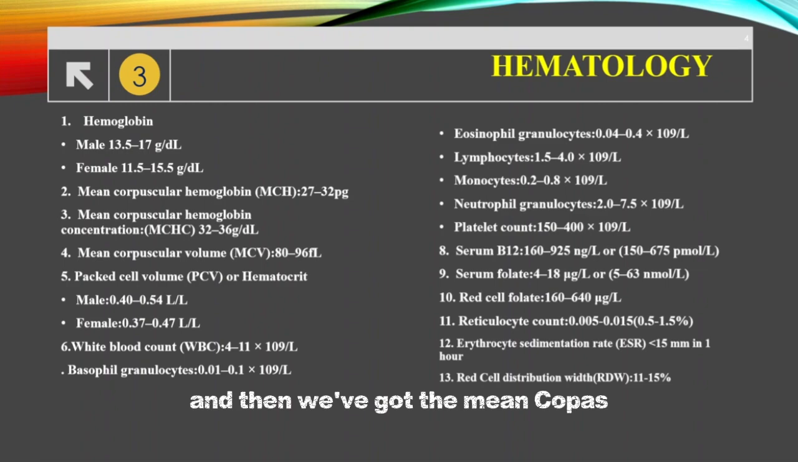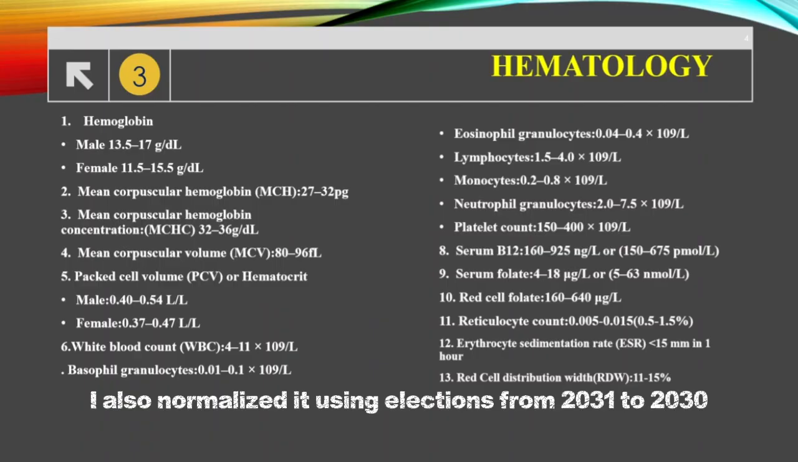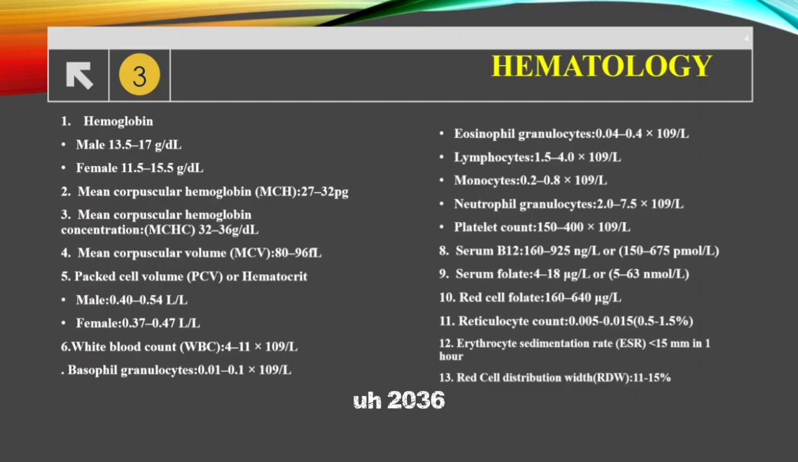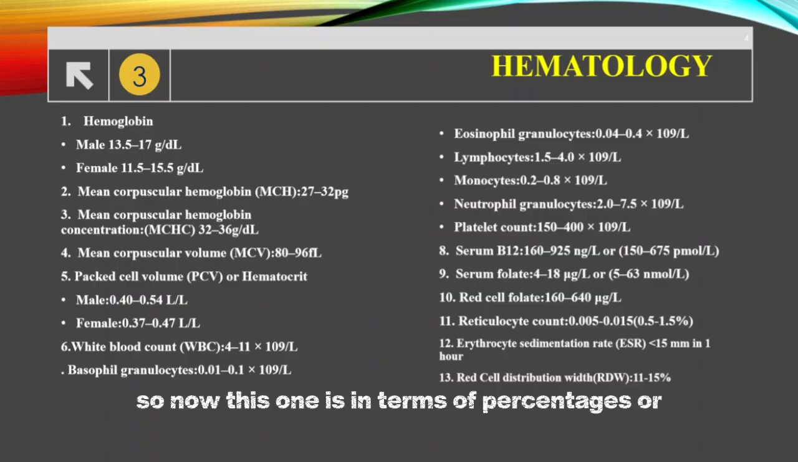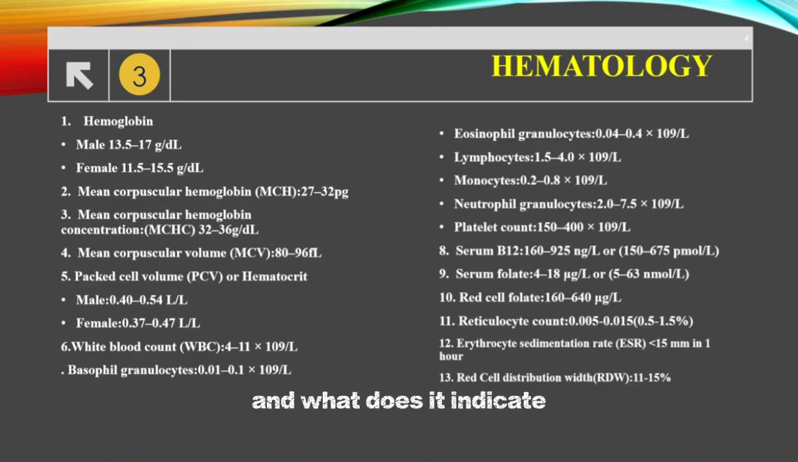Then we've got the mean corpuscular hemoglobin concentration. For this one, I also memorize it using elections, from 2031 to 2036. That's how I memorize it. This one is in terms of percentages, or you can say grams per deciliter. That's the mean corpuscular hemoglobin concentration. And what does it indicate? It indicates the concentration of hemoglobin in all red blood cells.